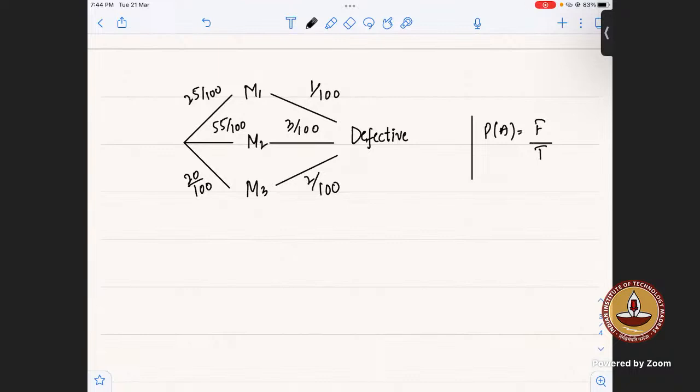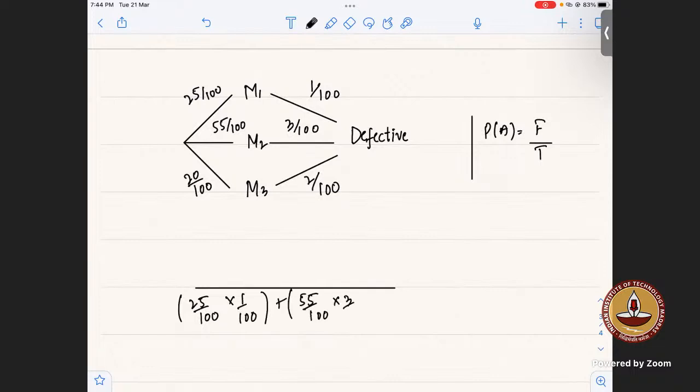Now, what are our total cases in this? The total cases are that a screw is defective. So the total cases will be: either the screw is defective and machine 1 made it, or machine 2 made it and it's defective, or machine 3 made it and it's defective.